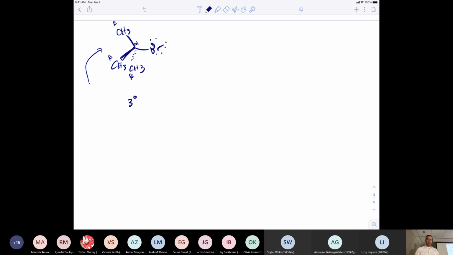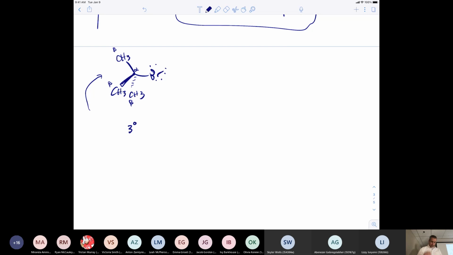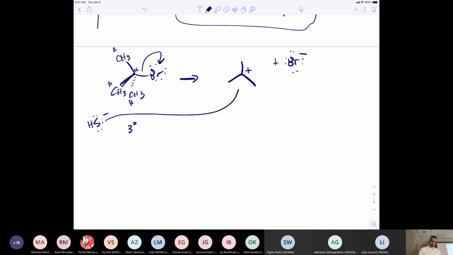But this goes by a different mechanism, it goes by SN1. And with SN1, what happens is the leaving group goes first, and what that gives you is a carbocation. And we could use the same nucleophile as before. And I'm going to remove that arrow because I don't want you to confuse it as a reaction arrow. Then what can happen is the HS minus can come in and attack. Like that.